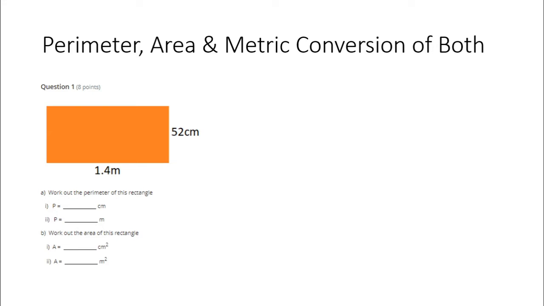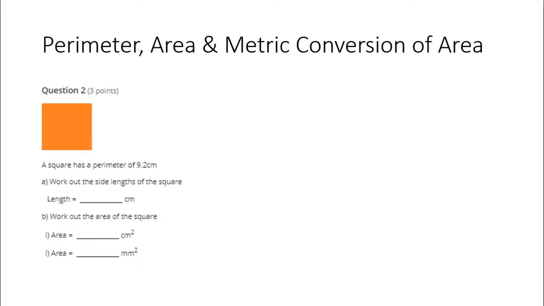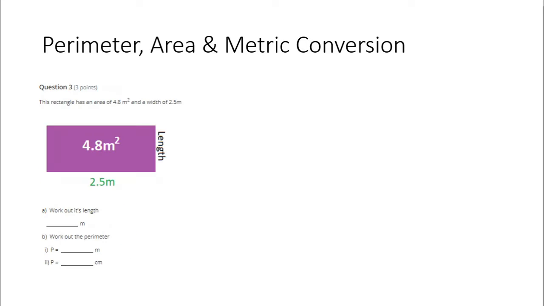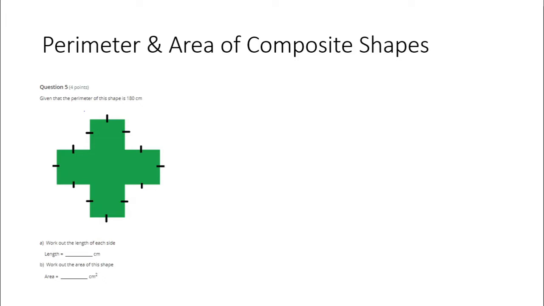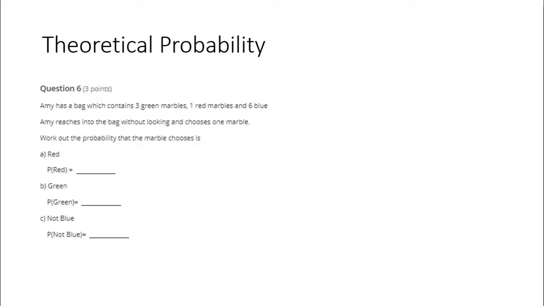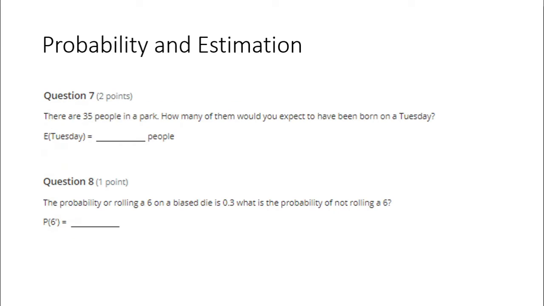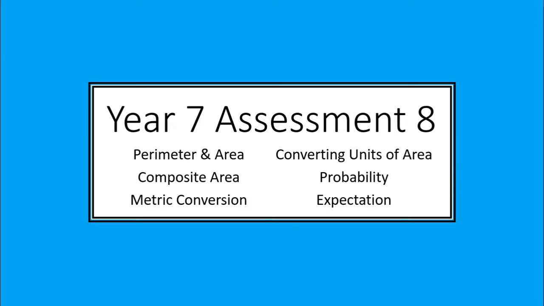up at the end. Question 1, perimeter, area, and metric conversion of both perimeter and area. Again, perimeter and area, and converting units of area. Next, we have perimeter and area again, along with metric conversion. Perimeter and area of composite shapes. Perimeter and area of composite shapes again. Note the markings. Theoretical probability. And probability and estimation.